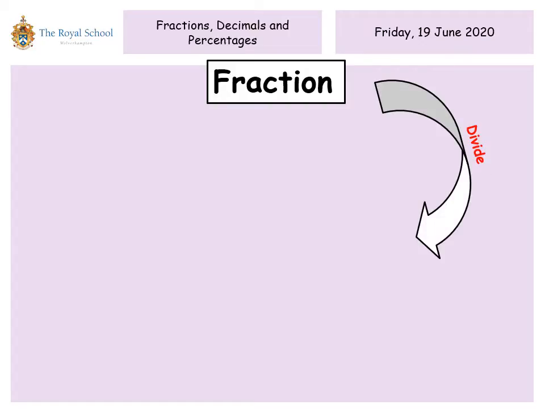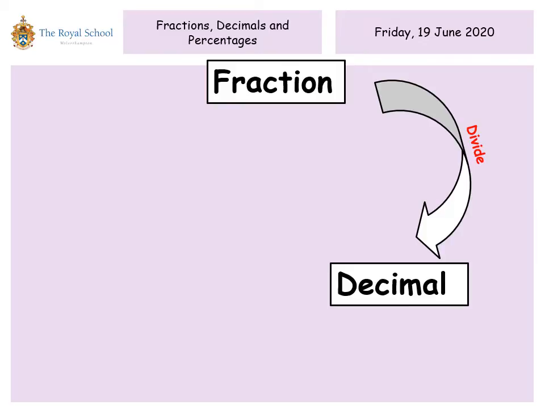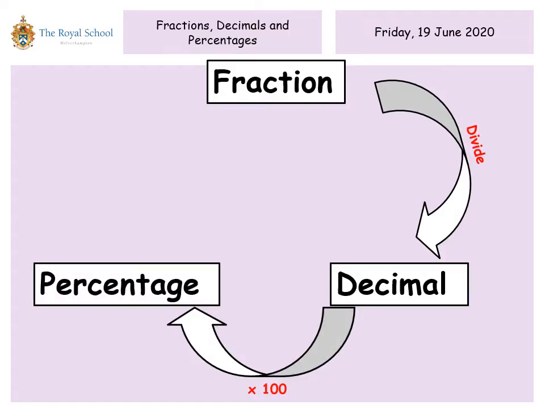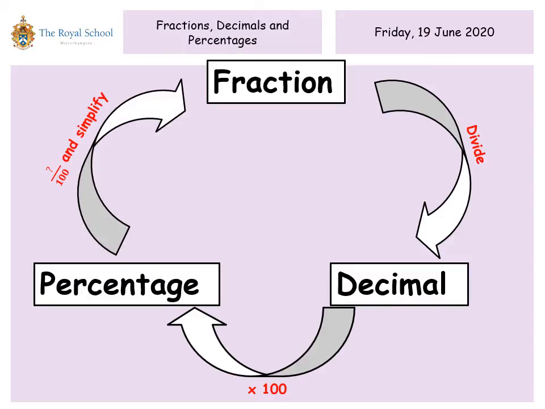If we're going to turn a fraction into a decimal, we do a division, because remember, a fraction actually represents a division. If you're going to turn a decimal into a percentage, you times by 100, and then if you're going to turn a percentage into a fraction, then you put the percentage over 100 and then simplify the fraction that you're left with. That's the process that we follow. So you might want to get a little note down of this loop.